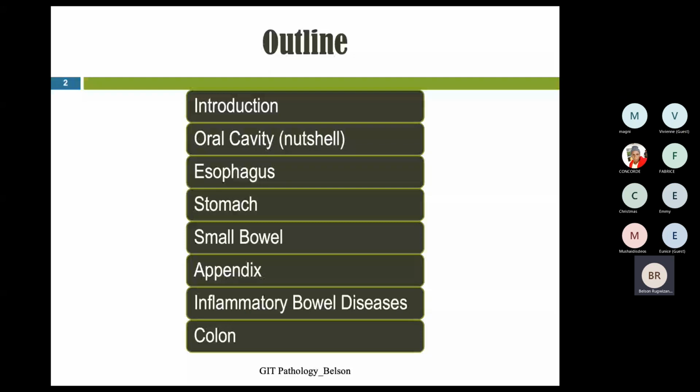Organs, oral cavity, but here it will be just a brief summary. Otherwise, oral cavity, salivary glands, and maxilla, mandible diseases, they shall be covered in another chapter on head and neck pathology. So we shall see also esophagus, stomach, small bowel, appendix, inflammatory bowel disease, and the colorectal. So that's in summary what we shall cover here.